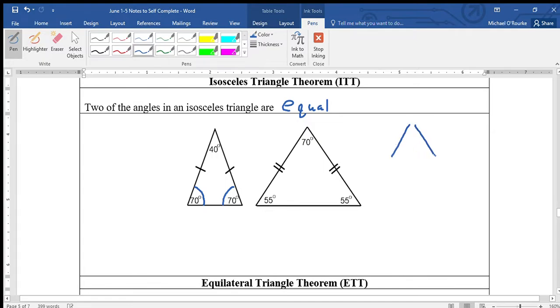Now if I gave you a triangle like this, let's make this a little smaller. I told you that was 30. I asked you to find me what this one was and this one was. You'd say, okay, well this one here is going to be 30 because of ITT, right? Isosceles triangle theorem. These two are going to be equal. And this one here is going to be 180 minus 30 minus 30, okay? Which will equal, what's that, 120, right?